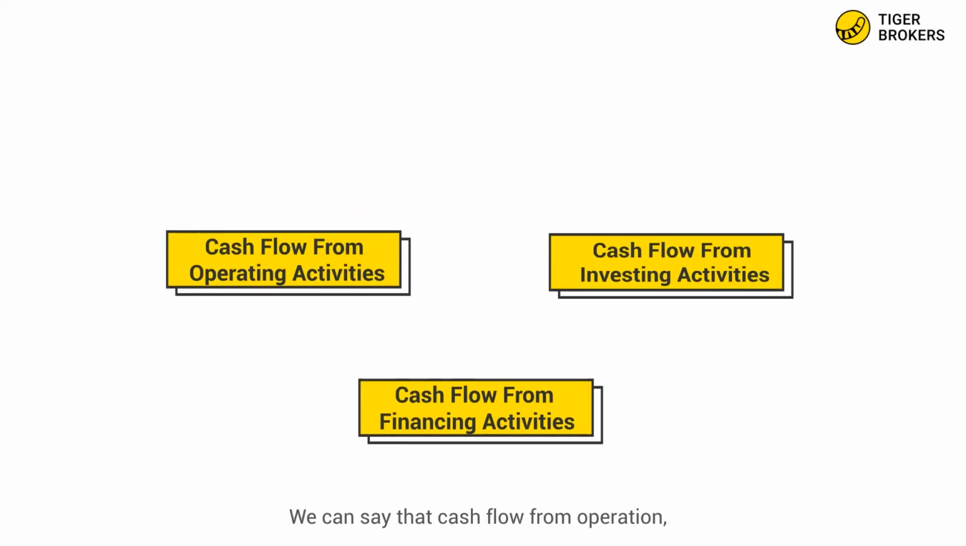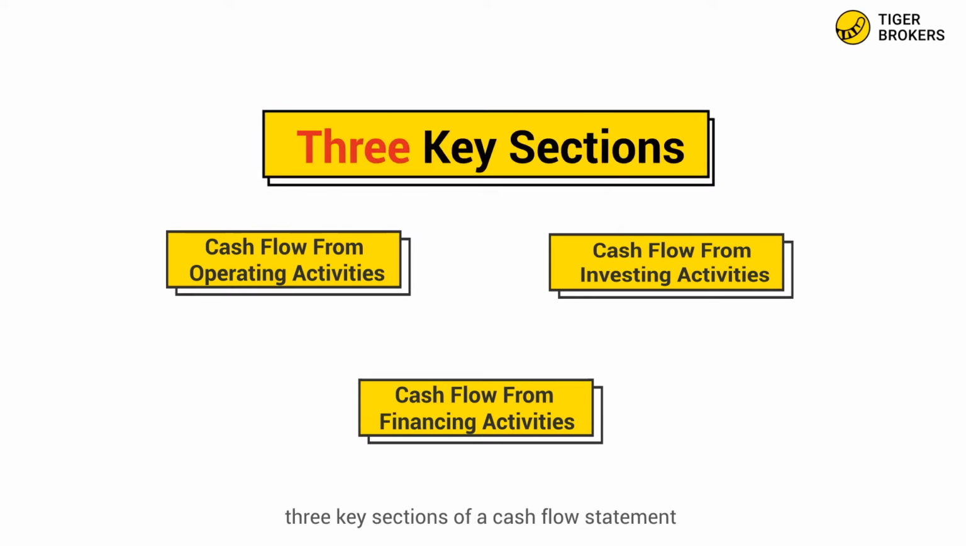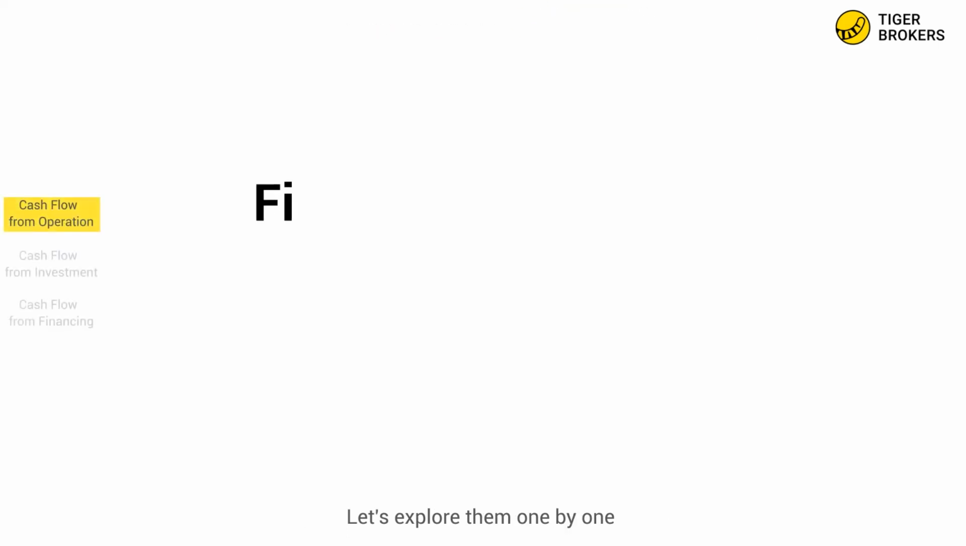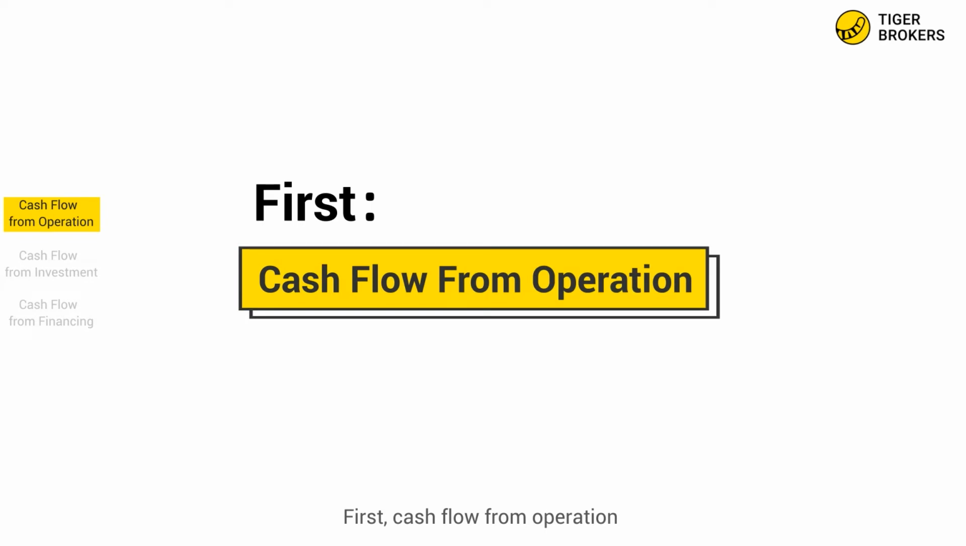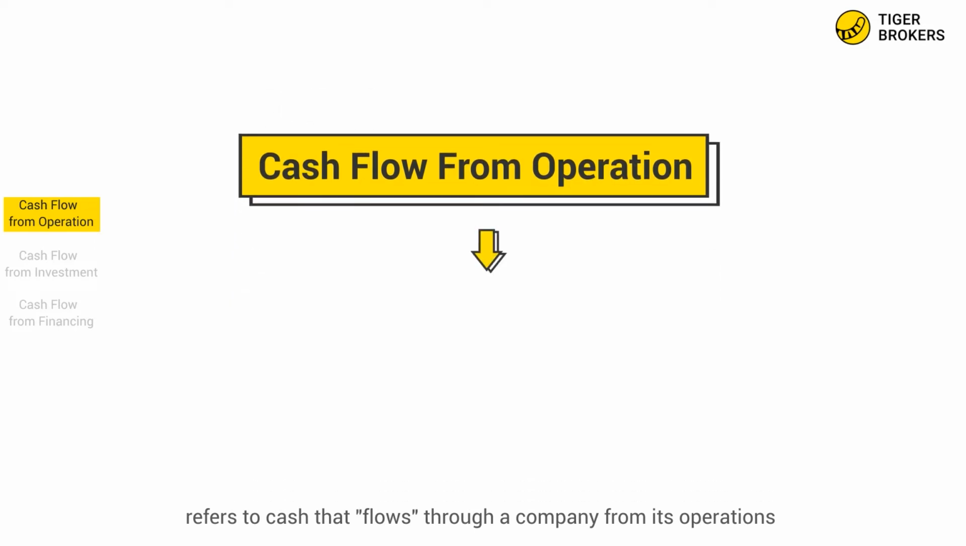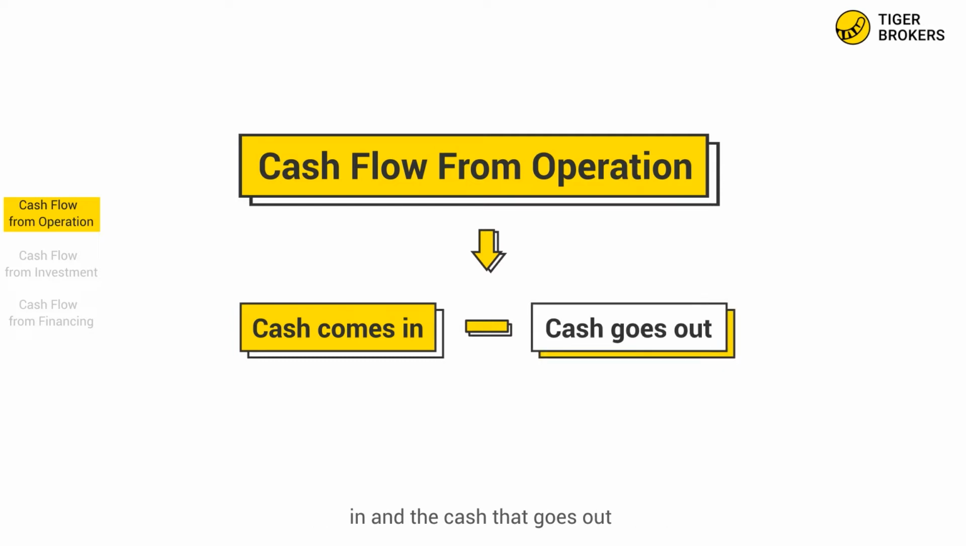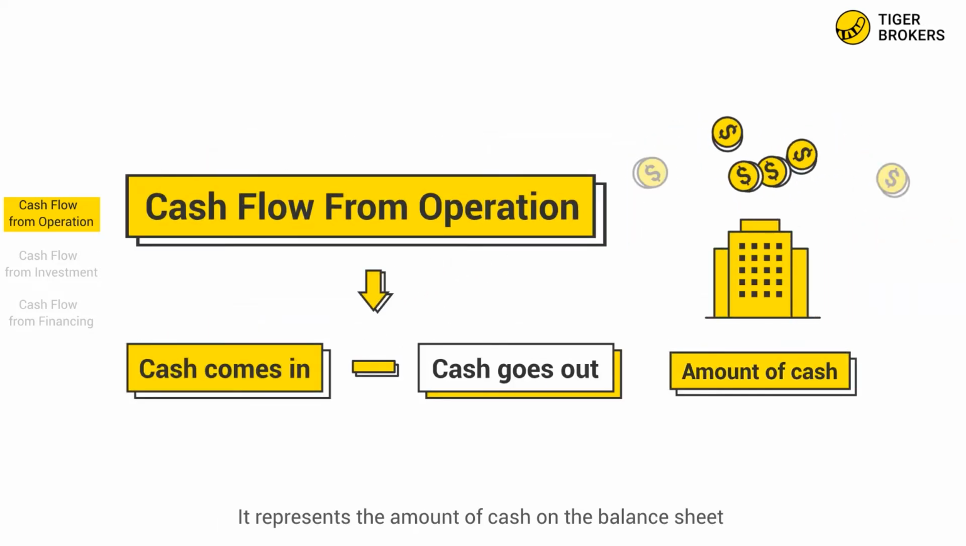We can say that cash flow from operation, cash flow from investments, and cash flow from financing are the three key sections of a cash flow statement. The diagram below should help to clarify this. So, what exactly are these three sections? Let's explore them one by one. First, cash flow from operation. Cash flow from operation, as the name suggests, refers to cash that flows through a company from its operations. It's the difference between the cash that comes in and the cash that goes out. It represents the amount of cash on the balance sheet.